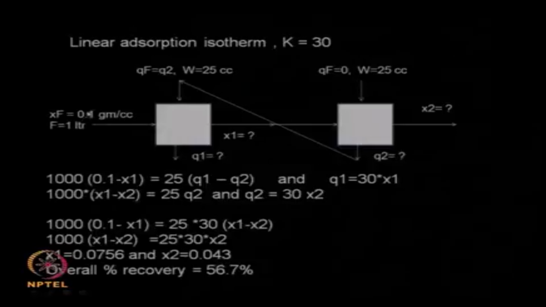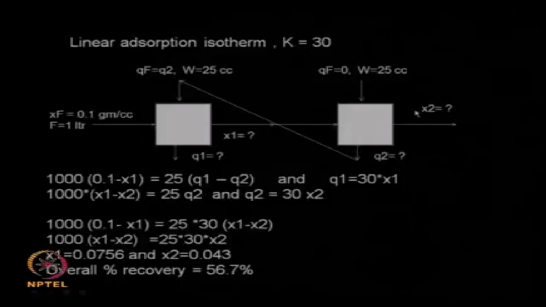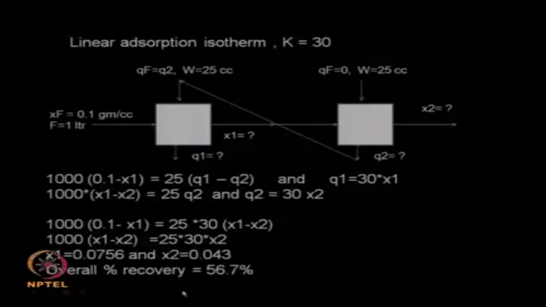So from point 1 we reduce the concentration of the solute to 0.043. So the overall efficiency can be calculated, it comes to 56.7. If you notice the percentage efficiency from the previous problem where we used a cross flow type of design, this is a counter current type of design.